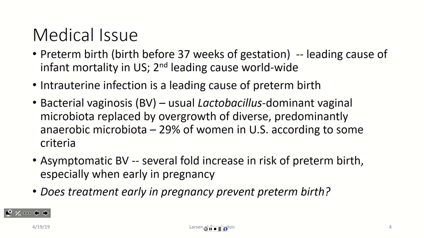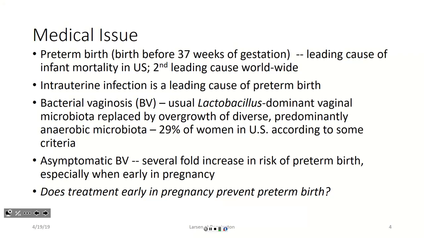Asymptomatic BV has been studied in observational studies, and it's associated with an increase in preterm birth, even adjusting for different factors: women's age, number of previous births, smoking status, and alcohol status. So it's asymptomatic. The mother doesn't have pain or other symptoms, but there's an overgrowth in bacteria. And so the question is, does treatment early in pregnancy prevent preterm birth, or lessen the chance of preterm birth among women who are asymptomatic?